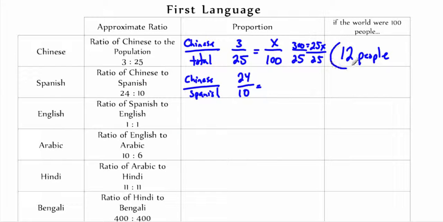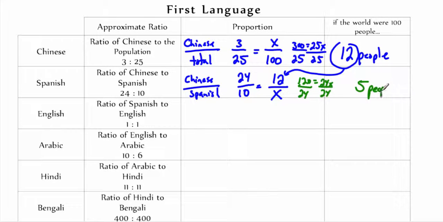Well, we know that Chinese is 12. So that's going to come in here for Chinese, because anything about the Chinese population goes on top. We want to know the Spanish population, so that's going to go on the bottom. So this part is going to be a little bit different. You're using your answer from the previous one to help you with the next one in line. So we can do our cross products. 12 times 10 is 120. 24 times x is 24x. Divide both sides by 24 to get it by itself, and we get an answer of 5 people. But you're going to keep using that information to set up your proportions as you work your way through each of the problems.